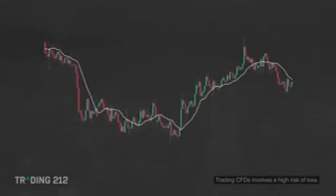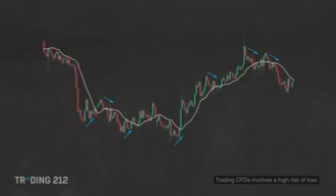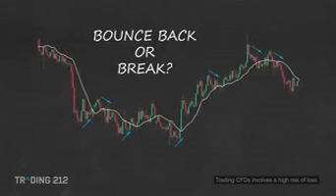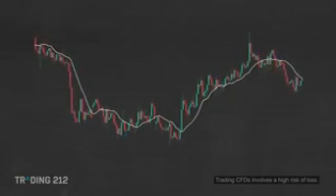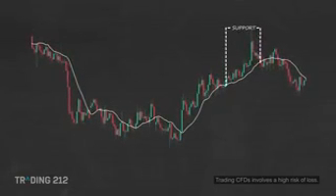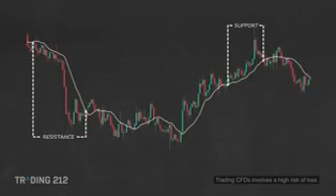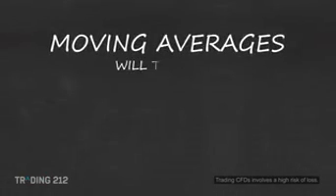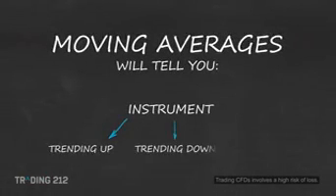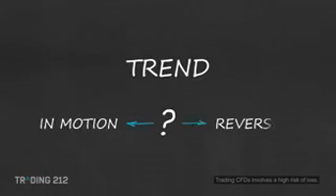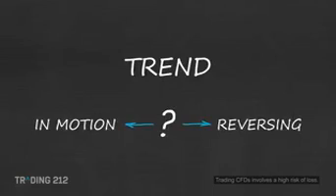So traders will check to see whether the price is going towards the moving average and see whether it will bounce back from it or break it, as with regular support and resistance levels. Oftentimes, the price of an instrument will find support at the moving average line when the trend is up and will find resistance at the moving average line when the trend is down. So moving averages will tell you whether an instrument is trending up, down, or if it's ranging. It can tell you if a trend is still in motion and whether it is reversing or losing momentum.